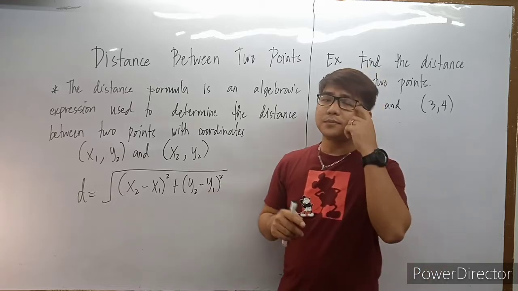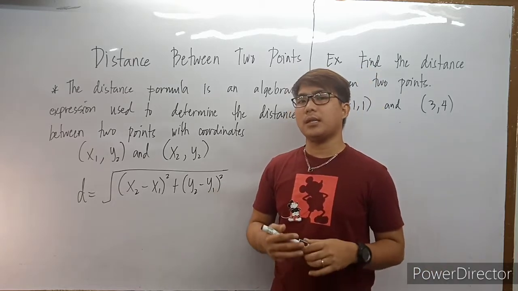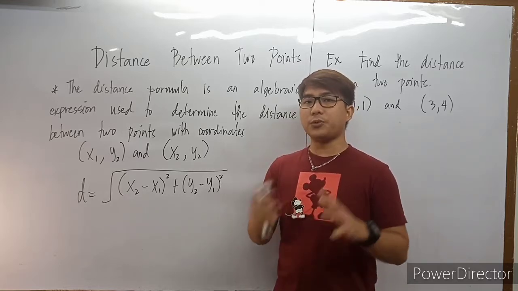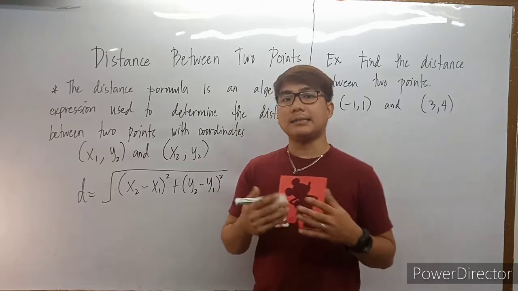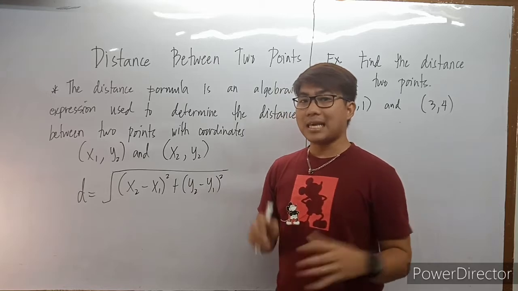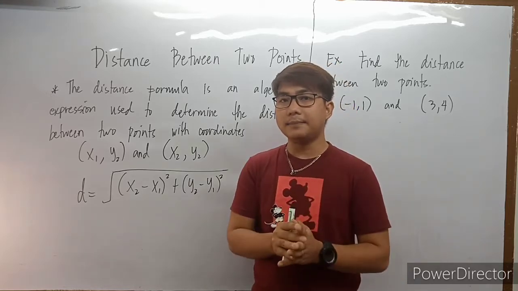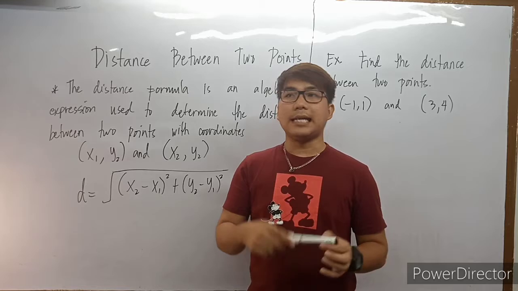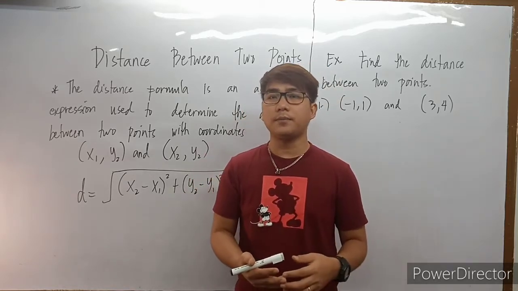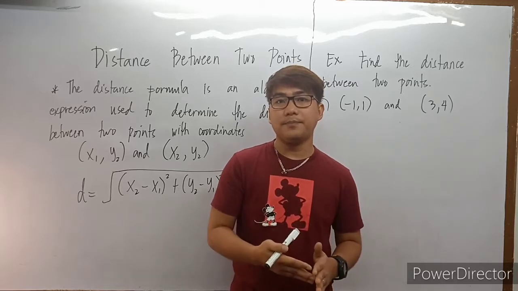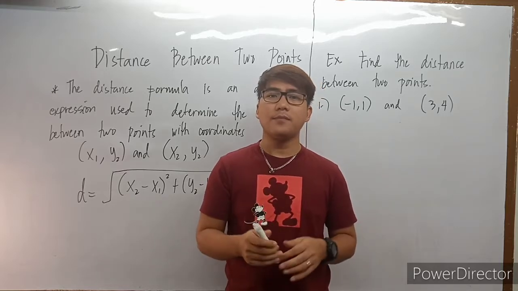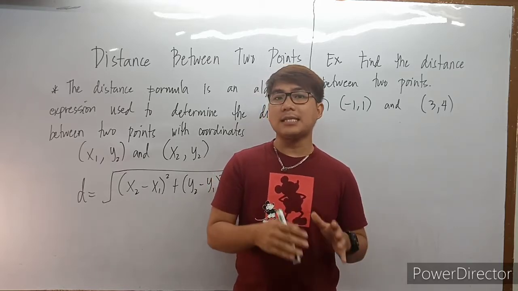So, ibig sabihin, kunin natin yung difference between y sub 2 and y sub 1. And after natin makuha yung difference, i-square natin or i-multiply natin sa sarili. Nagkakaintindihan? After natin makuha yung sa x at saka sa y, i-add na natin. After natin i-add, kunin natin yung square root. Tingnan natin kung yung nasa loob ng radical symbol natin is perfect square, or pwede natin i-simplify pa, or hindi na siya perfect square. Magbigay tayo ng example para lalo natin maintindihan.